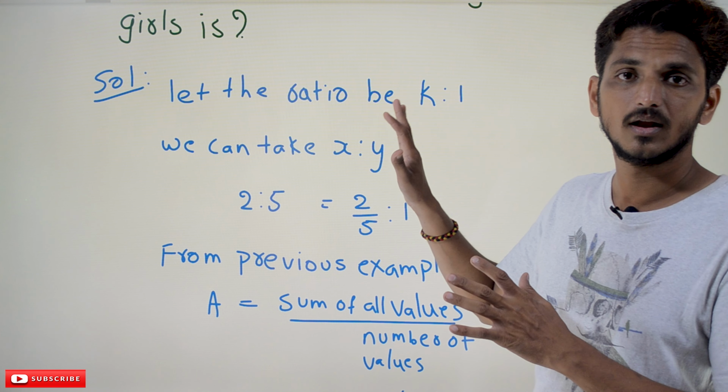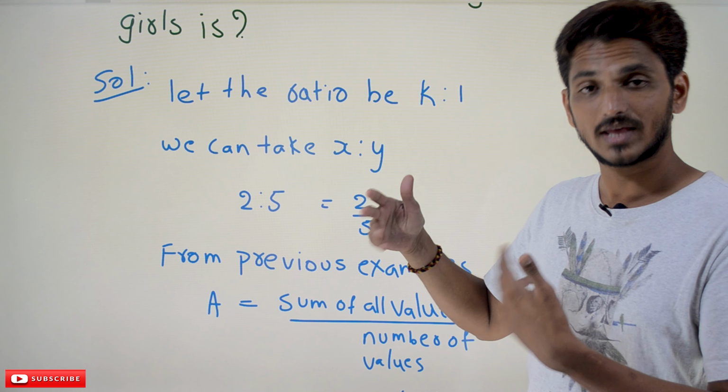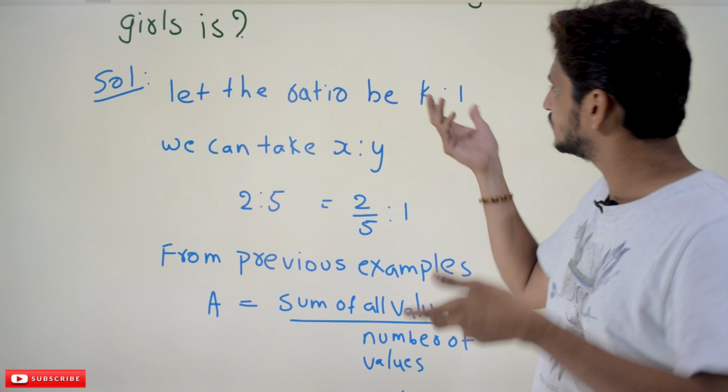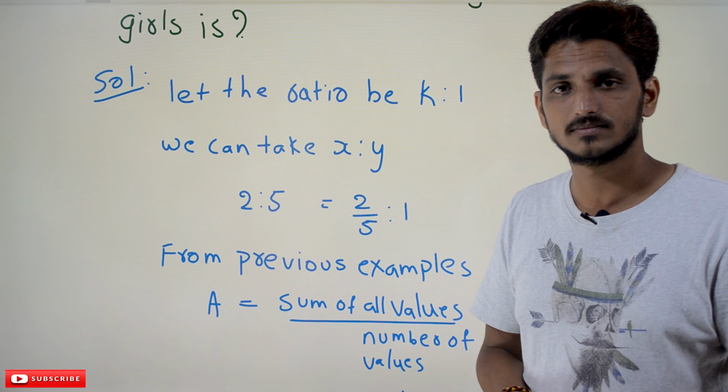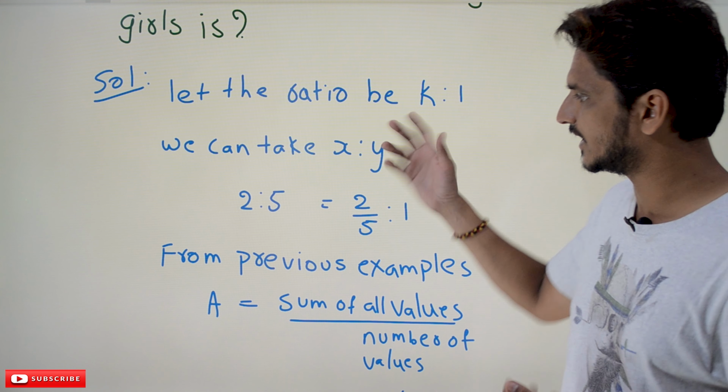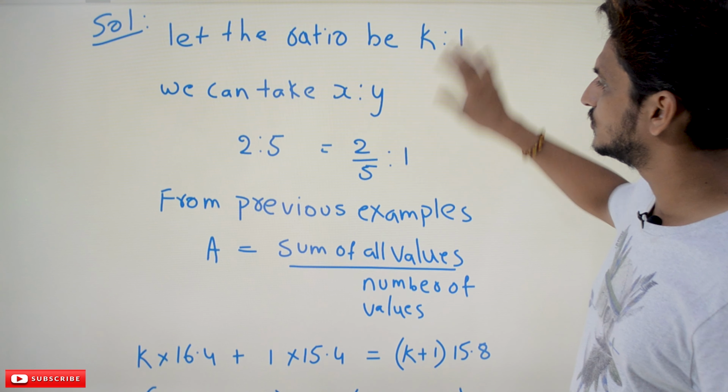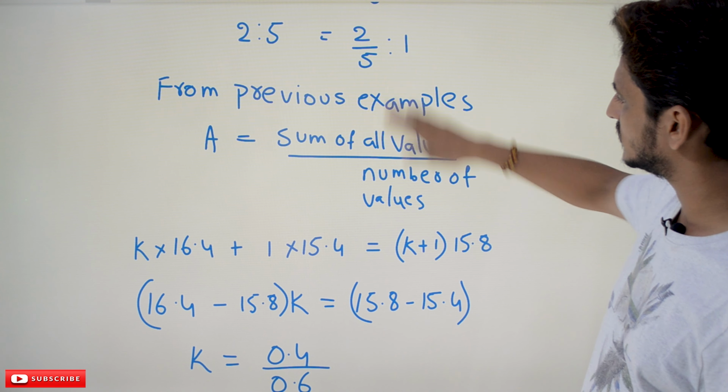K is to 1. In your coming exams, if you remember this point, it will help you a lot in solving the examples. For that purpose we have taken this example. Now k is to 1. This concept is already known from the previous discussion.